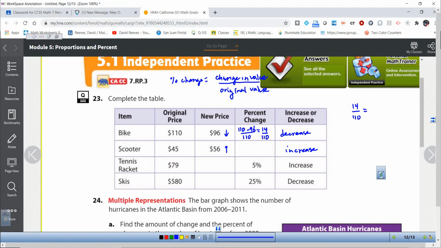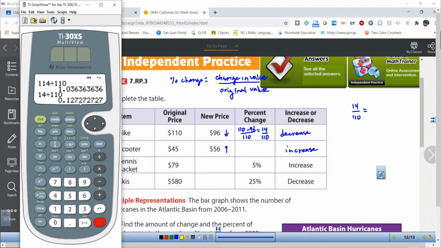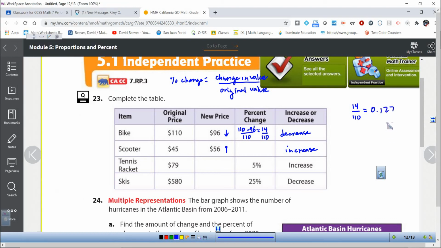So 14 divided by 110, all right, is 1.272727. Now I'm going to go 3 places, 0.127. And they usually want us to round to the nearest percent, so I'm going to move that over, and I get 12.7%, but 12.7 rounded to the nearest percent is going to be 13%. All right, so this right here, I'm going to put it in red, 13%. 13% is our percent of decrease.